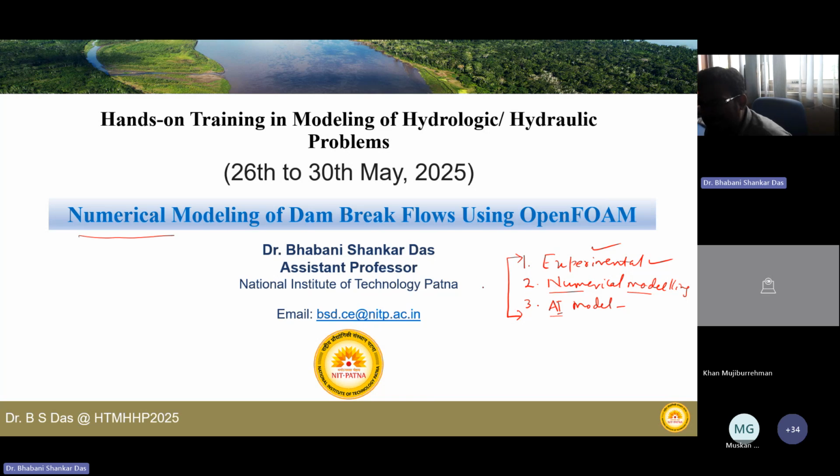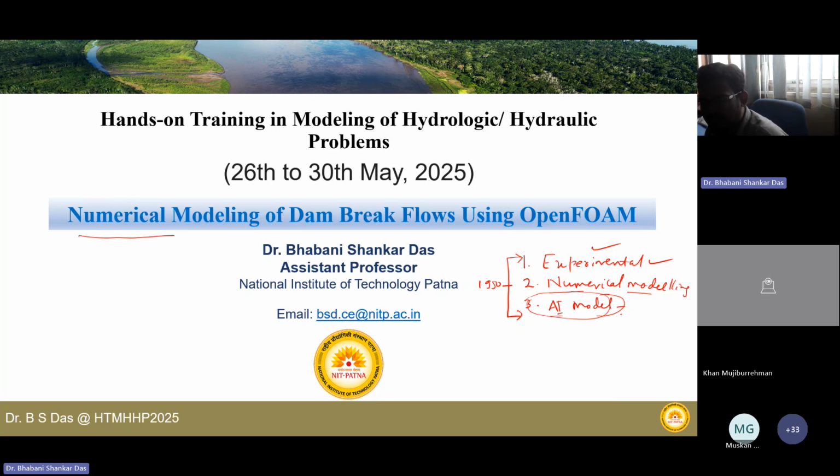From the 1950s until now, numerical modeling is still a very important tool, because an AI model is a data-driven model. If you give good data, you will get good results. If you give poor data, you will get poor results. Garbage in, garbage out. So it depends upon your data sets. Till now, scientists and researchers are working on AI models for efficient use in the domain of fluid mechanics and hydraulics.